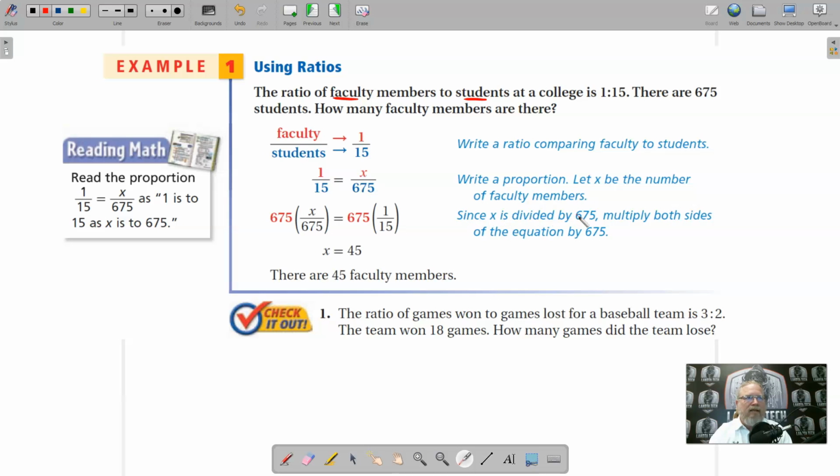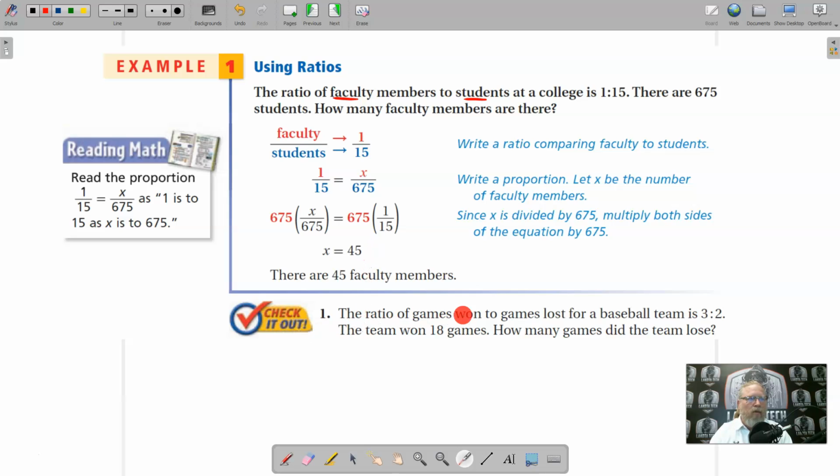So since x is divided by 675 over here on the left, we're going to multiply both sides of the equation by that denominator, 675, and then the 675 is going to cancel on the left, leaving us with just x. Then 675 times 1 is 675. Divide that by 15, we would get 45. So therefore, there are 45 faculty members for those 675 students.